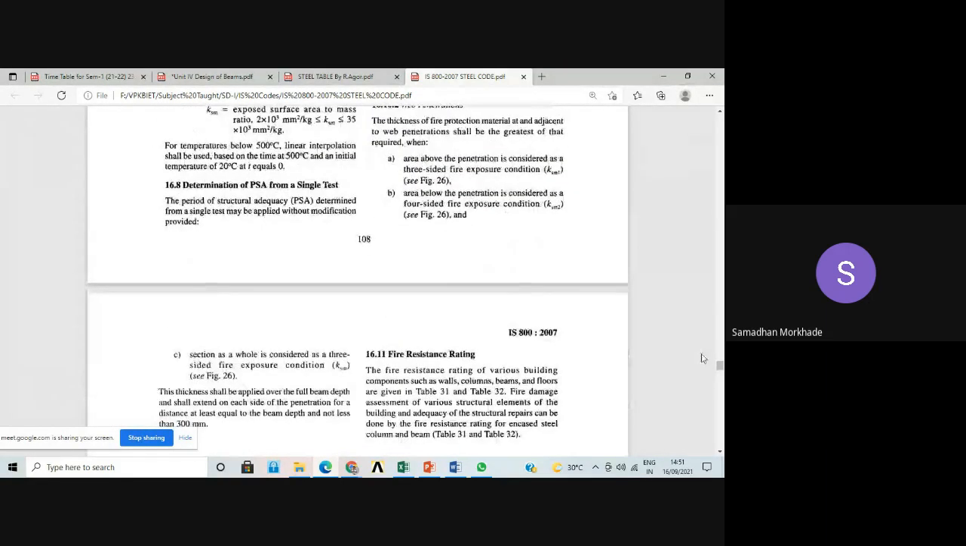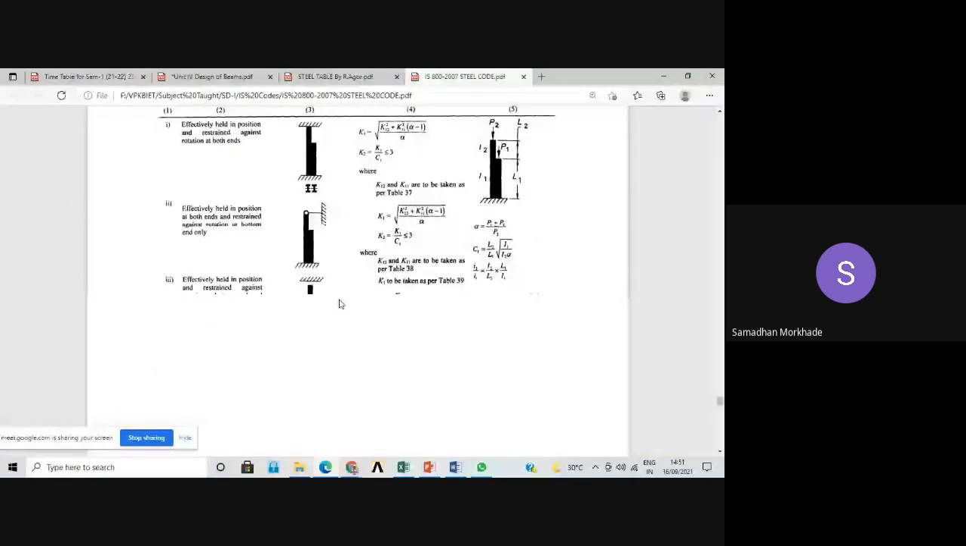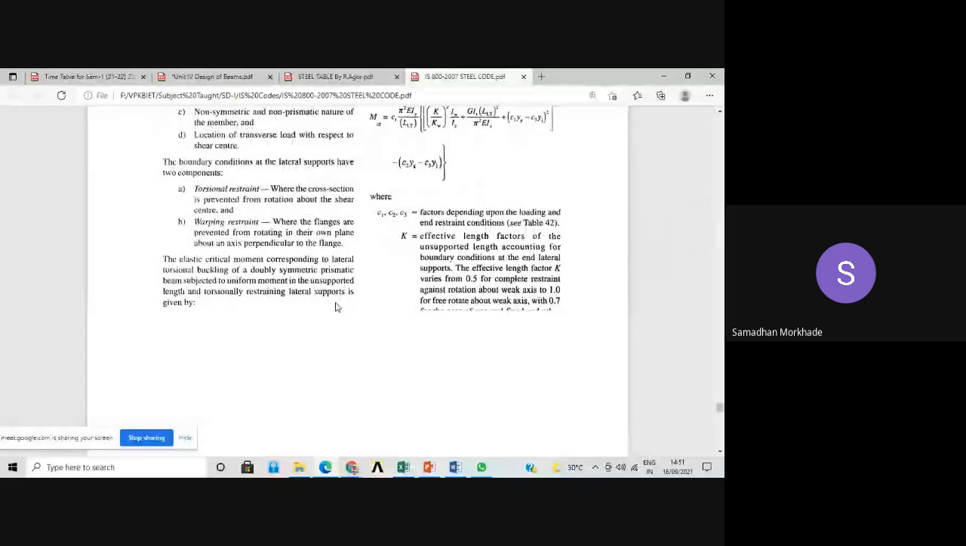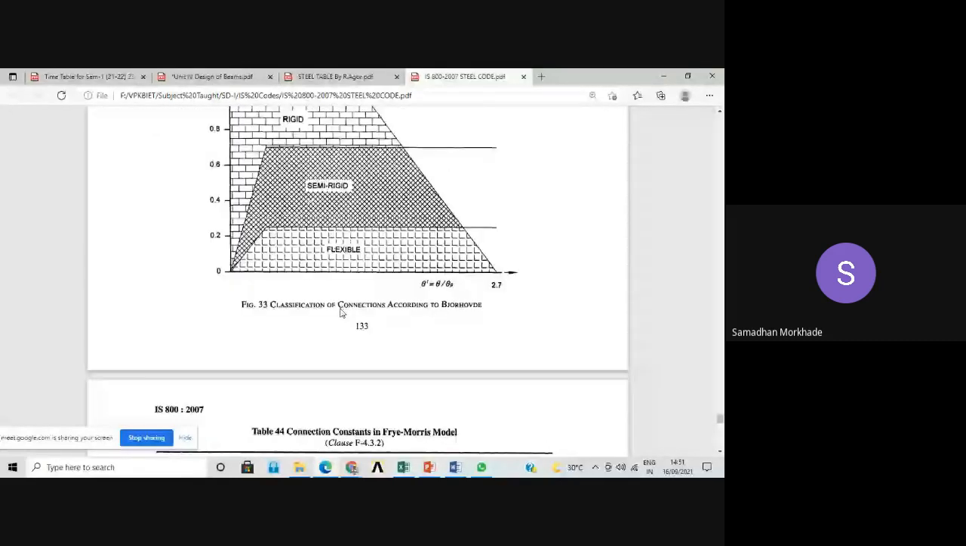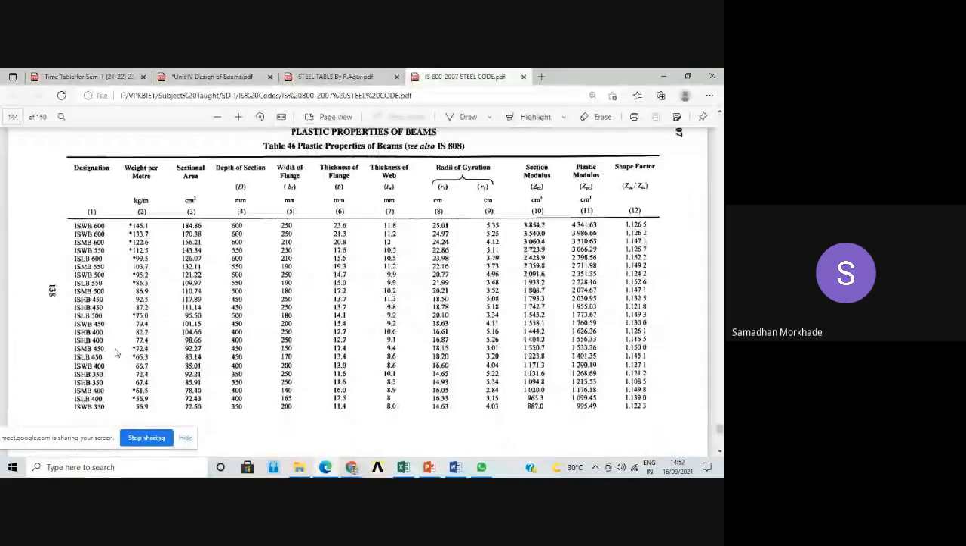138. At last there will be an annexure. 127, 133, 37 and 38. Yes. Then ISMB 400.